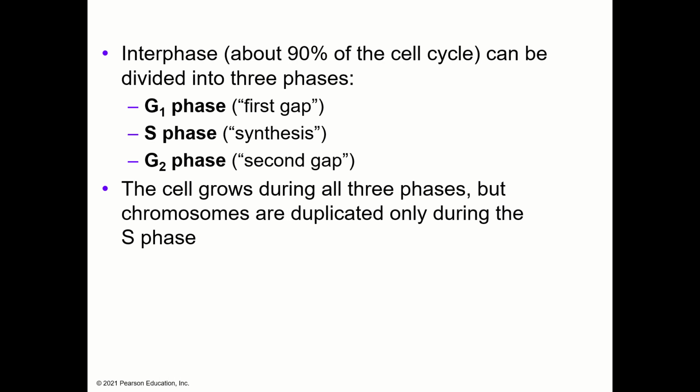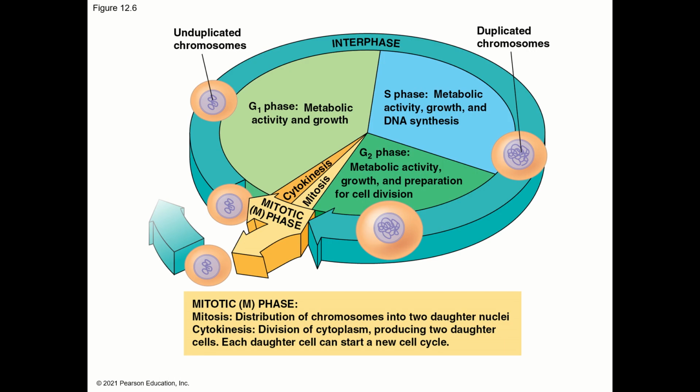These are the G1, the S, and the G2 phase. G1 is the first gap, the S phase is for synthesis, and G2 is the second gap. The cell grows during all three phases, but chromosomes are duplicated only during the S phase. Essentially, once the cell determines during G1 that it has enough material, it can fully invest in replicating its DNA. It will then move further into G2, and then to the mitotic phases.